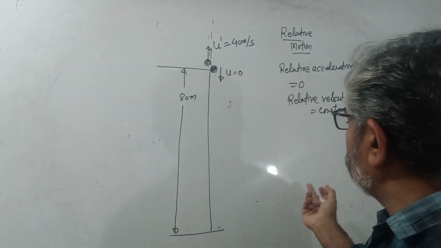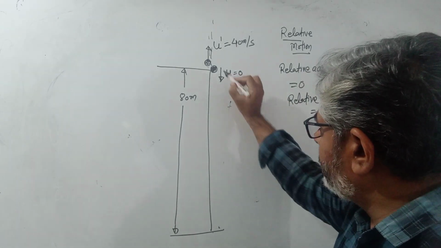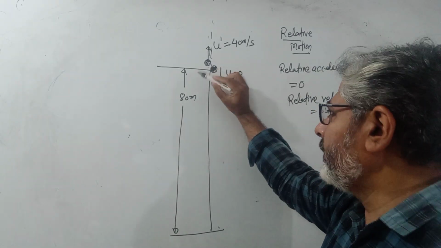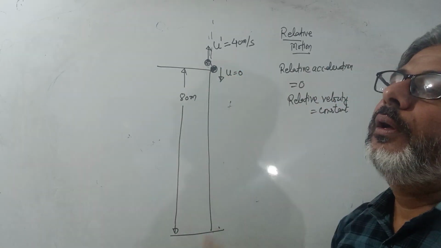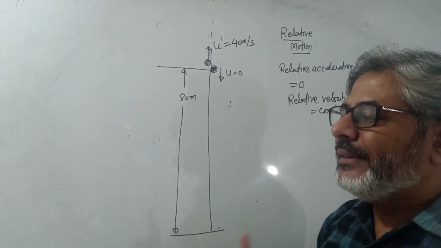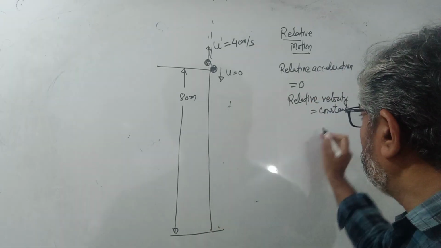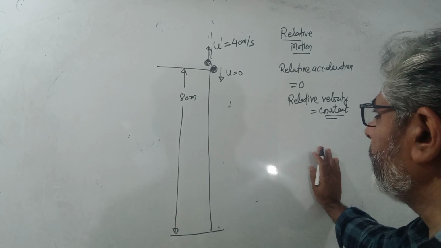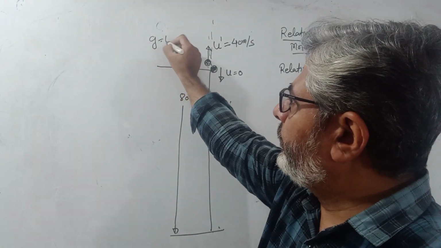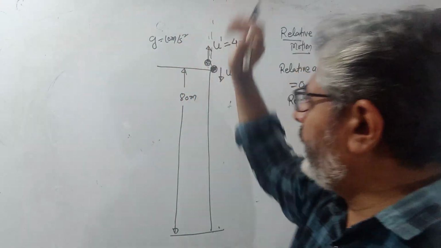So when I am saying relative velocity, I mean to say the velocity of this as seen from this, or the velocity of this as seen from this. So the velocity of one as seen from the second is a constant, and that is very important. So although we have g as 10 meters per second square, let us see what happens.